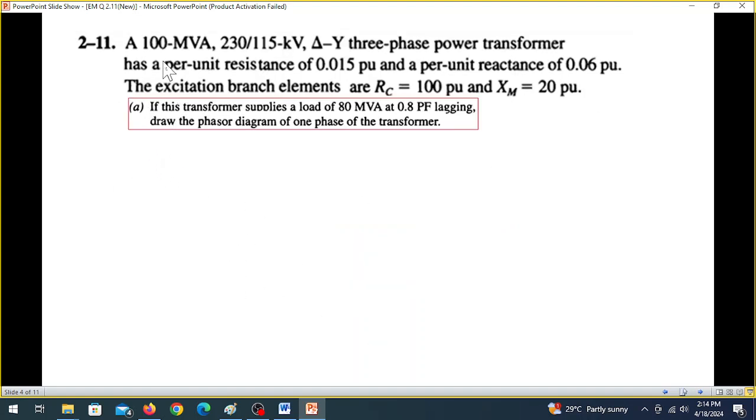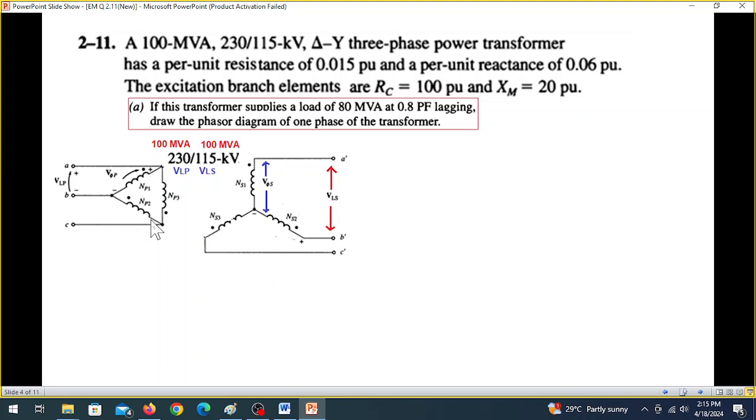Okay, the first part. The question: a 100 MVA, 230/115 kilovolt Delta-Wye three-phase power transformer has a per unit resistance and per unit reactance, and the excitation branch elements are this and this. If this transformer supplies a load of 80 MVA at 0.8 power factor lagging, draw the phasor diagram of one phase of the transformer. First, let's see what this represents actually.